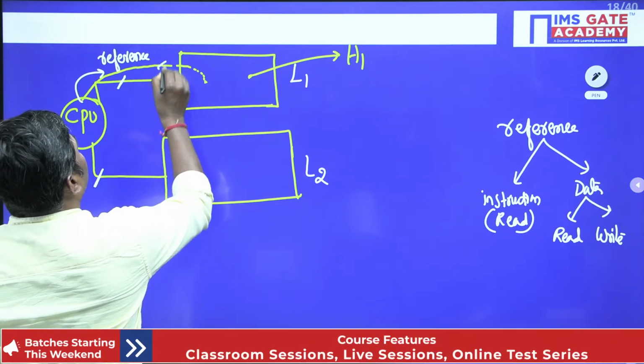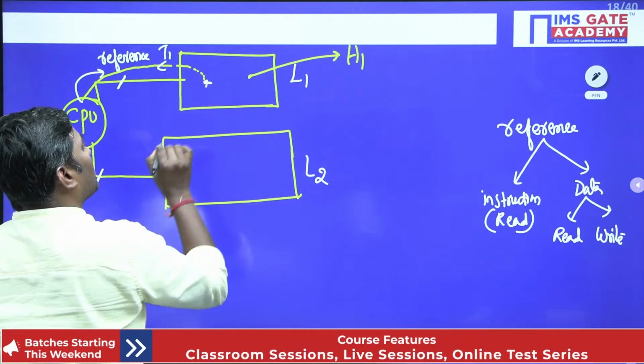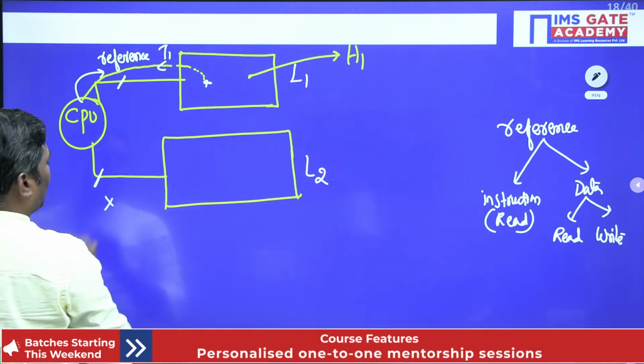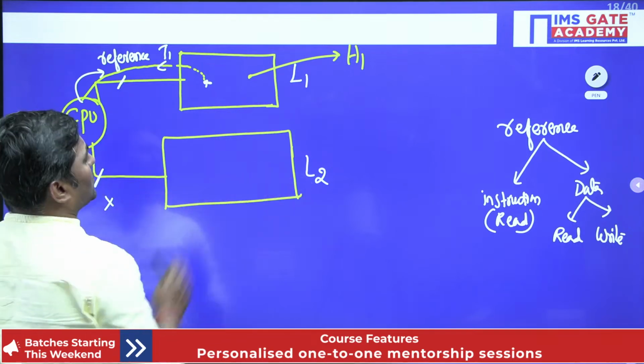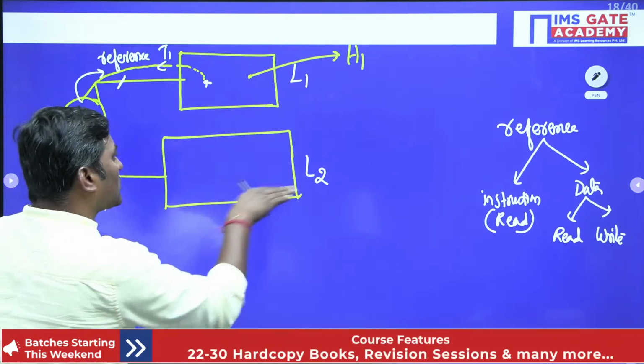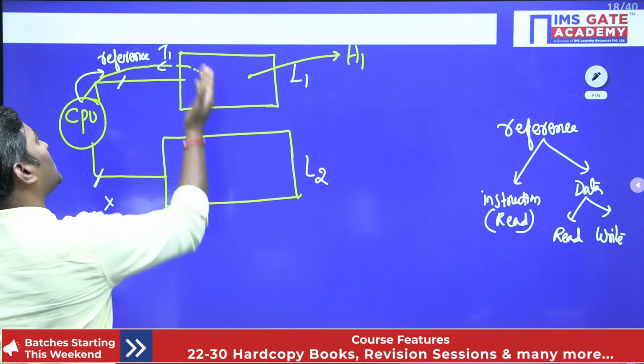Let's take the time taken for this as T1. When it is present, immediately the other line is ignored, because the data is present and it is not required to continue searching. If it is present, it is given and the searching stops.